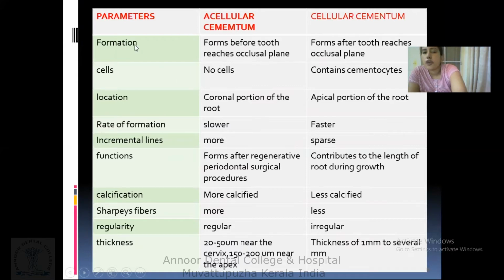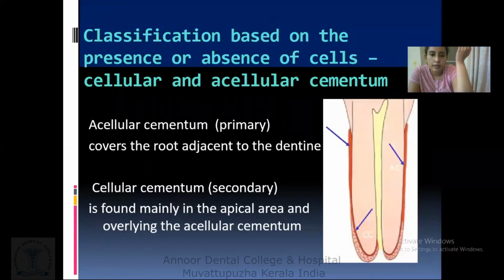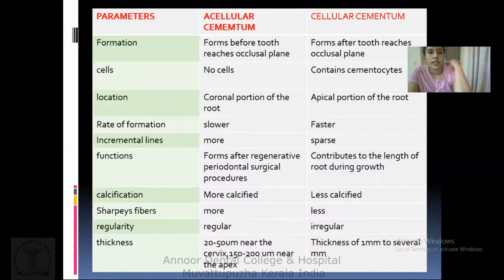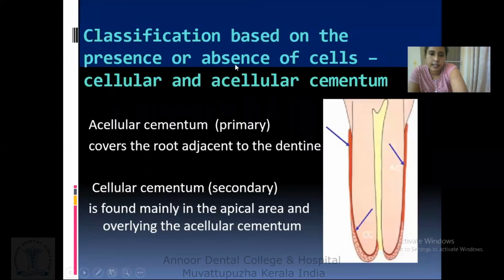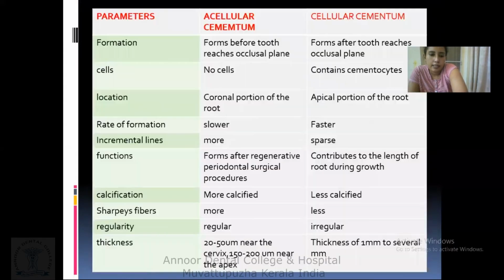Coming on to the formation, acellular cementum forms before the tooth reaches the occlusal plane. It is the first formed cementum, primary cementum, before the tooth reaches the occlusal plane, and cellular cementum forms after the tooth reaches the occlusal plane. Now, coming on to the location, the acellular cementum is located coronally, and the cellular cementum is located at the apical portion of the root.